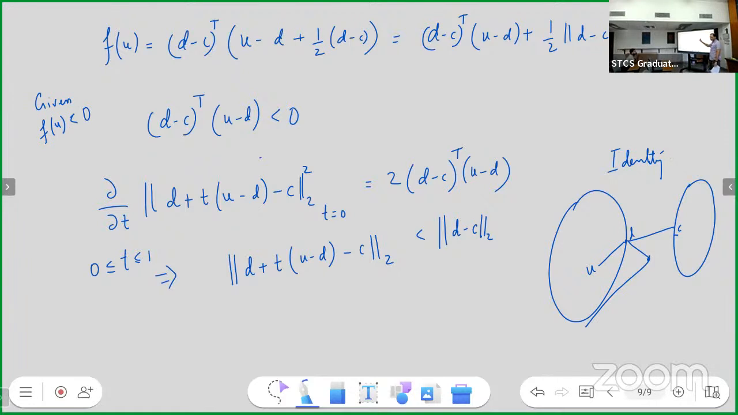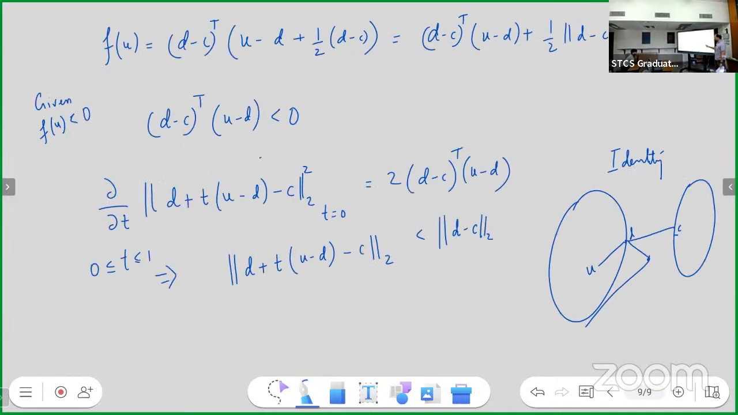Are the steps clear? Again, never look at just the mechanical part of the proof. The bottom line is this: if that inequality is not correct, then you are creating a point such that this t times U minus D plus D is closer to C compared to D minus C. And this point, because of convexity, also belongs to X1. So creating a new point B, which is closer to C than D. But by definition, B and C are the closest points. So this is not possible.